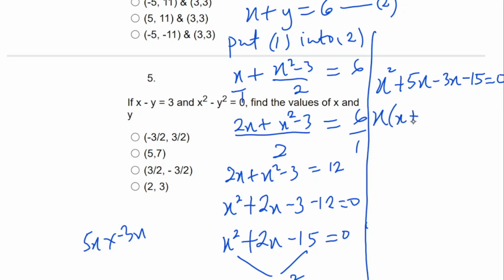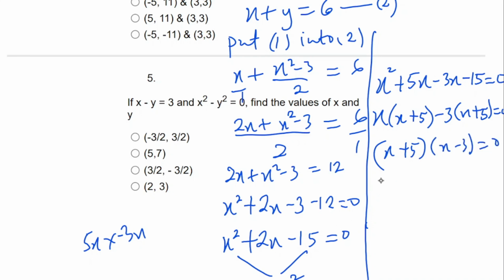So x plus 5, minus what is 3 here, x plus 5 as well, equals 0. All right, so that means we're going to have x plus 5, then x minus 3 equals 0. So therefore, x equals minus 5 or 3. x equals minus 5 or 3. That's question.